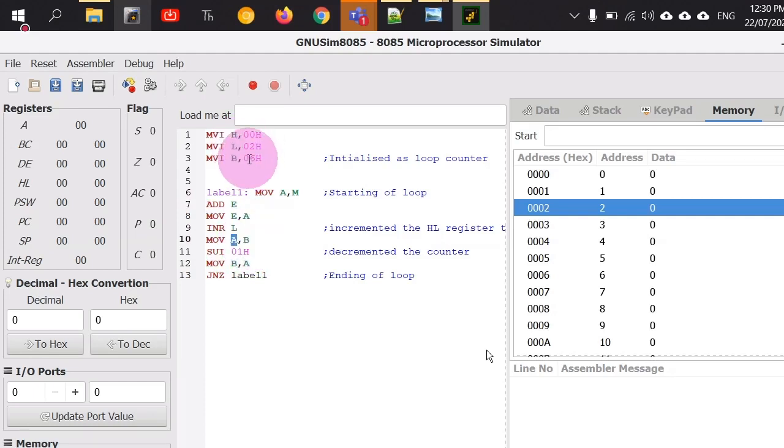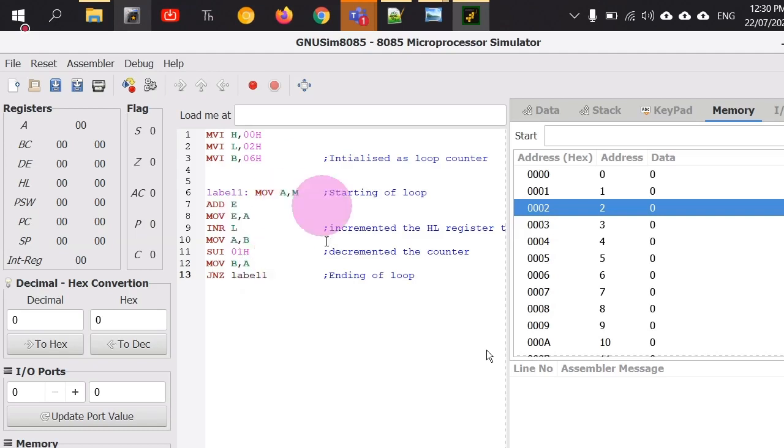B means this 6. 6 has to be decremented by 1 because already the loop has been run once. So a subtraction operation I have to apply. So I have moved B to A, and then SUI 01H. So 1 has been subtracted from 6, it becomes 5. And then it has been again stored to B, so that the counter is now 5 in B. And then jump not 0. Until this B becomes 0, we have repeated the same operation.